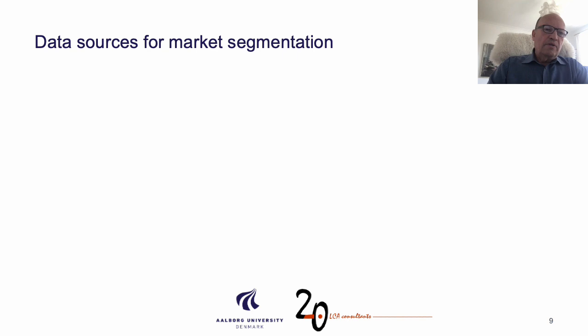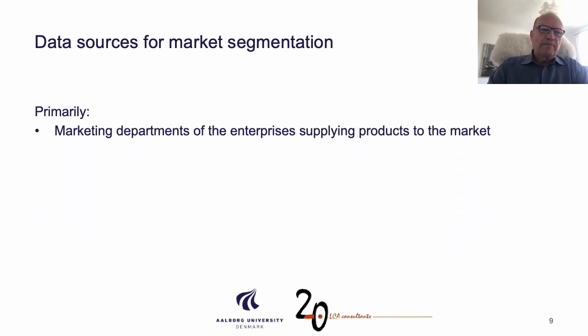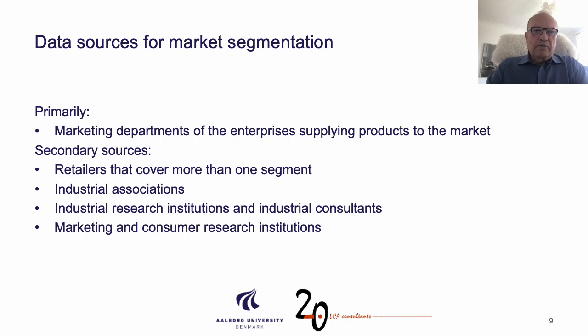So the data sources we need for market segmentation is primarily coming from marketing departments of the enterprises that supply the products to the market. Secondary sources can be retailers that also have sometimes a coverage of more than one segment, industrial associations, industrial research institutions, and industrial consultants, marketing and consumer research institutions.